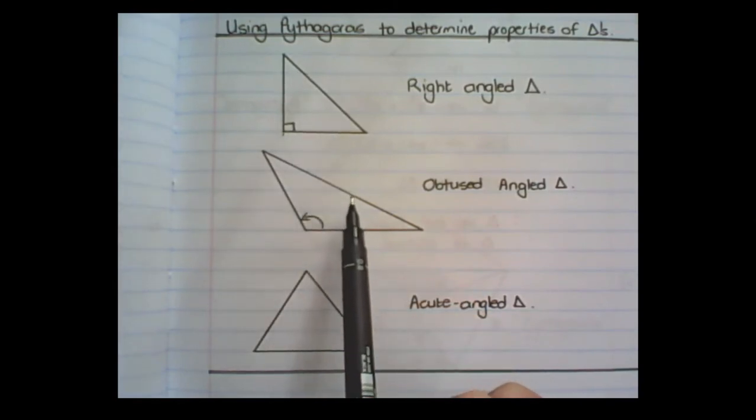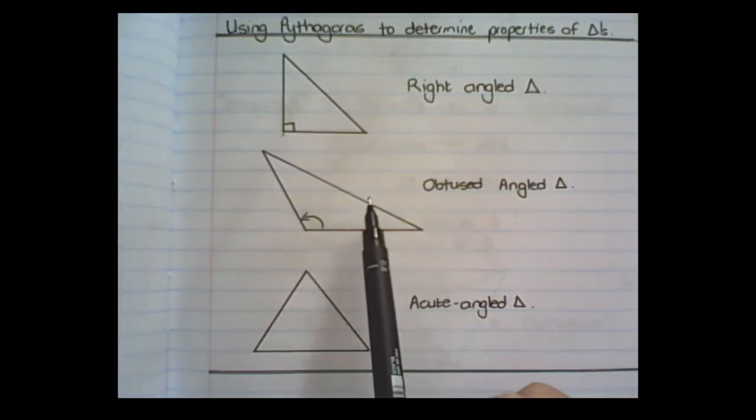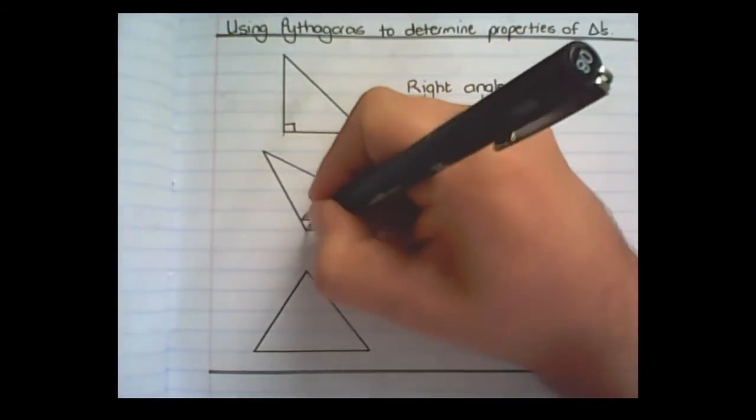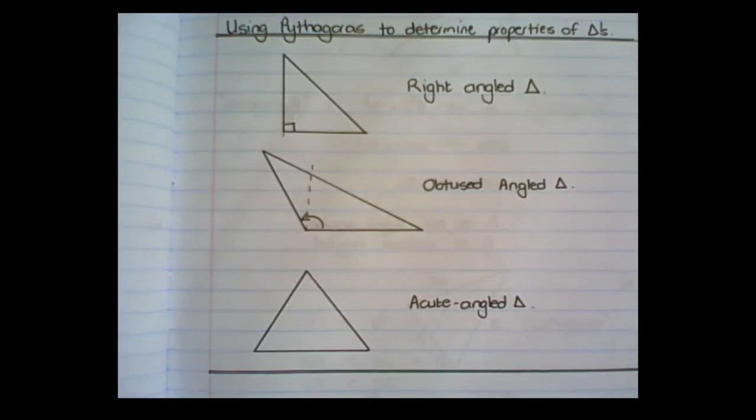The second type of triangle that we have is an obtuse angled triangle. That is a triangle with one angle bigger than 90 degrees. And the third type of triangle is an acute angled triangle. That's a triangle with all three angles smaller than 90 degrees.